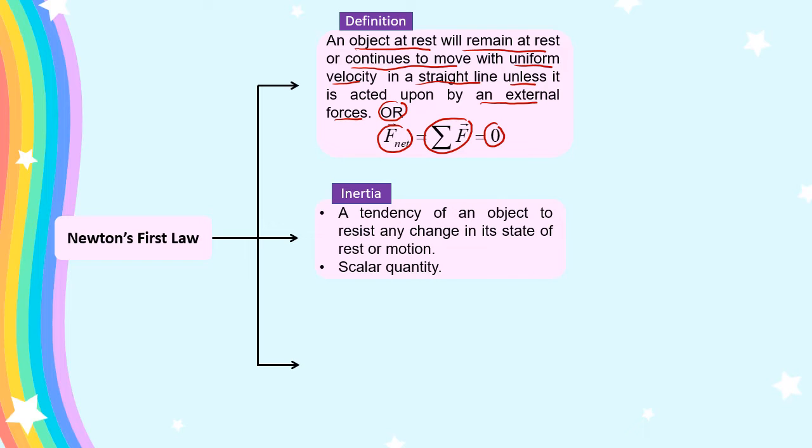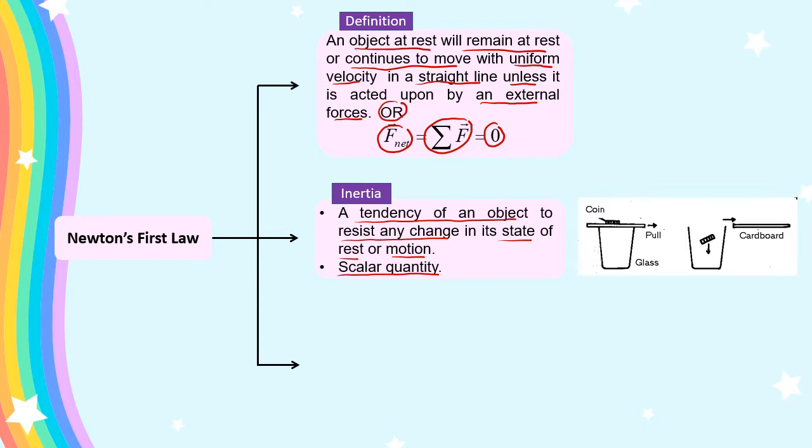Let us see inertia. Inertia is the application of Newton's first law. What is inertia? Inertia is the tendency of an object to resist any change in its state of rest or motion. Inertia is a scalar quantity. You can see the example here. When the cardboard is pulled away quickly, the coin will drop straight into the glass. The inertia of the coin maintains its state of rest and it drops into the glass due to gravity.